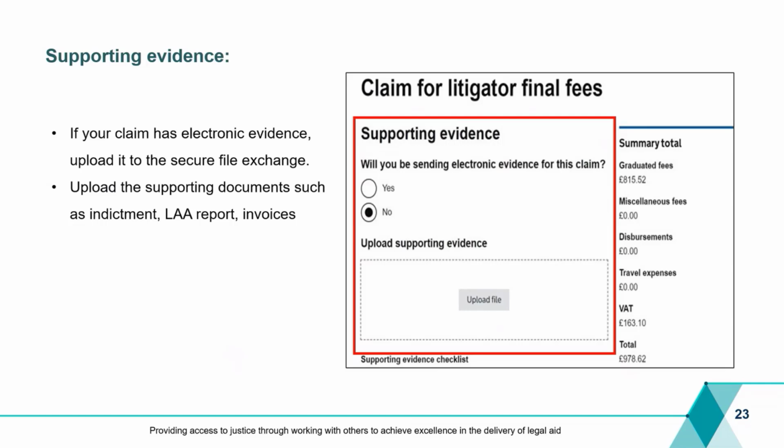You can upload any supporting documents for your claim, such as the indictment, evidence of PPE, any invoices, any receipts. If you're claiming electronic material, you would also need to provide schedules of the electronic material claimed, taxation notes explaining the relevance of the electronic evidence, and anything else that may aid the determining officer in assessing the claim.